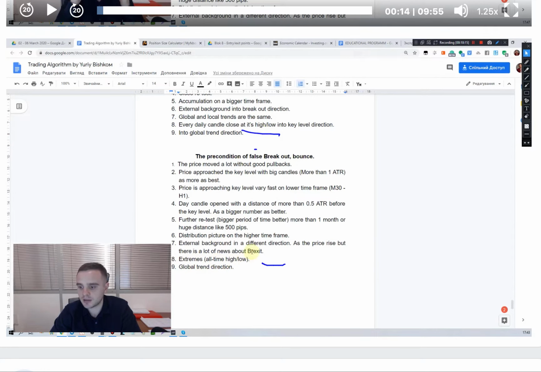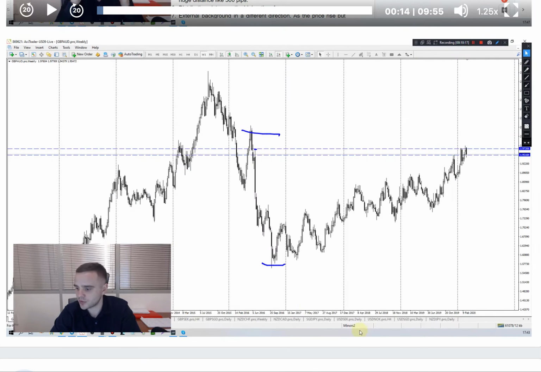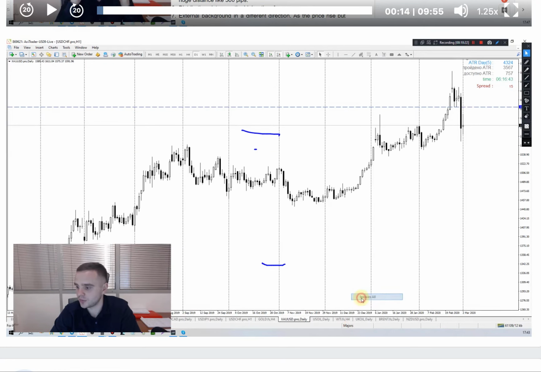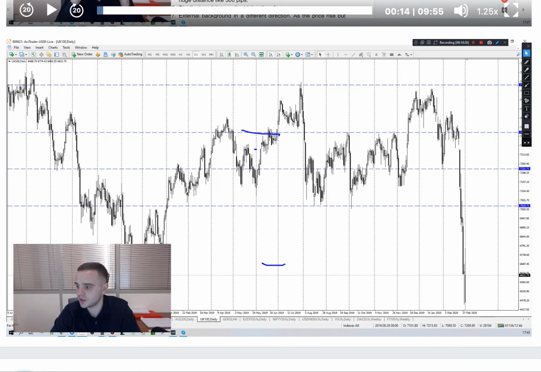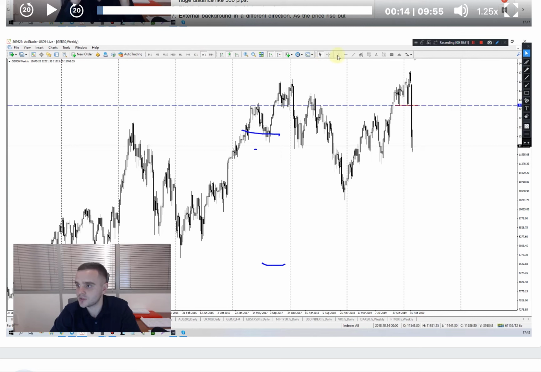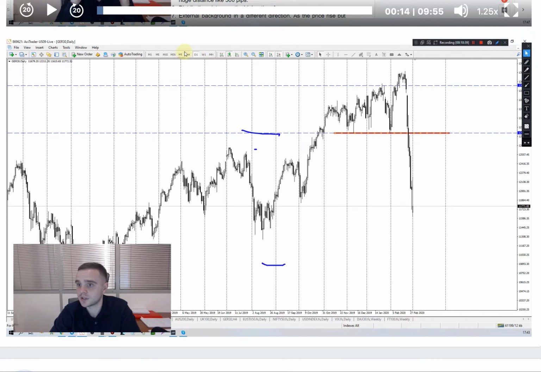Extremes, all-time high, low. With huge possibility, when price approaches all-time high or all-time low for the first time, there will be a bounce. Example for you here on indexes, the example was the German index. Take a look here. First reaction on this key level was, take a look, from this place, price dropped dramatically. Better to watch it here.